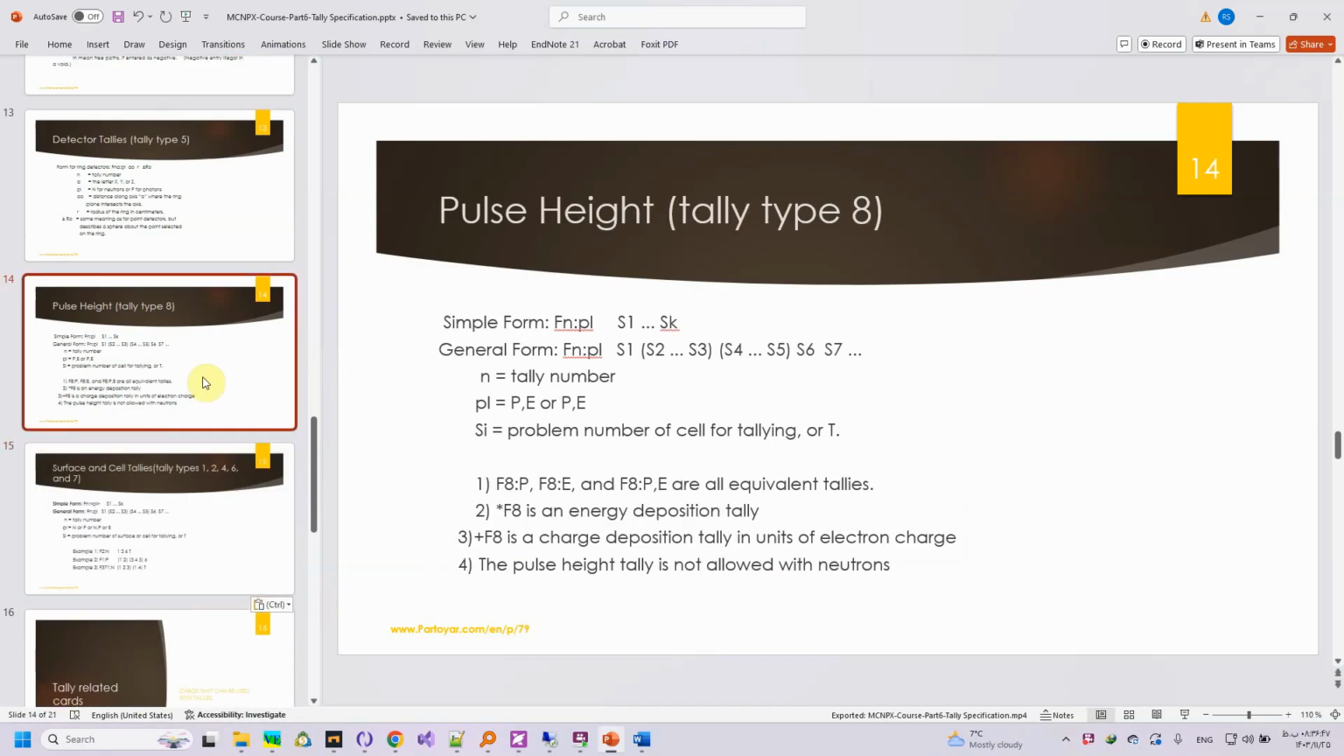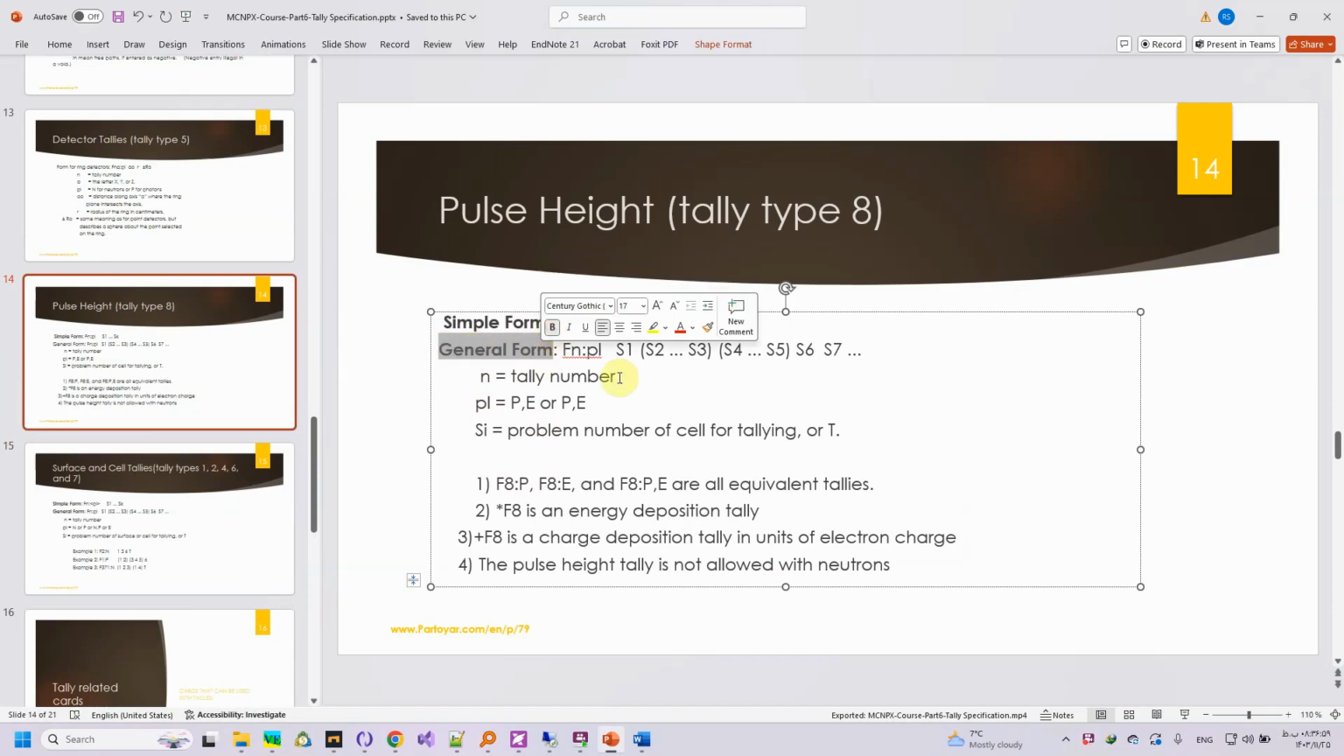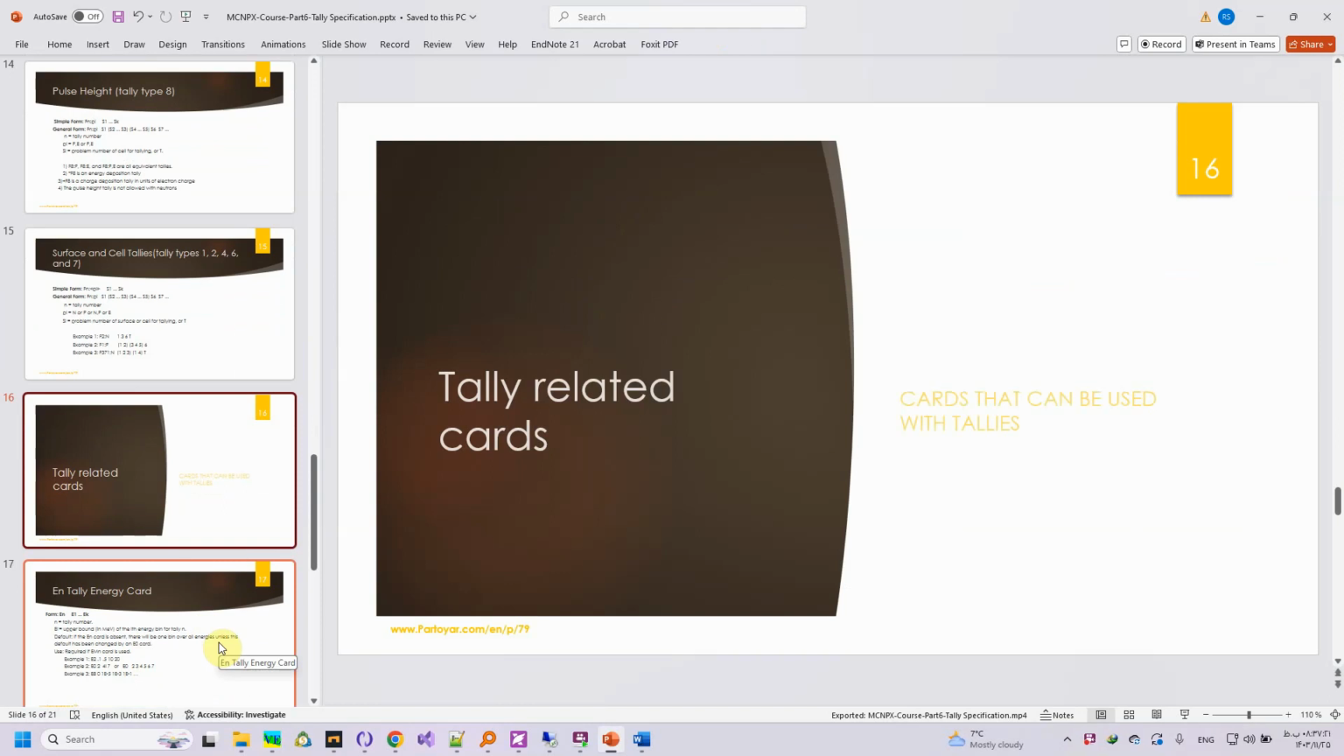And the tally type 8, similar to the previous, has a simple form and general form like this. It's similar to the previous, and also we have S star, which is the energy position. Another parameter that we have, plus F8, is the charge deposition. It means the charge deposition of the tally.